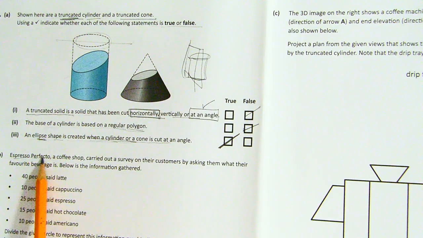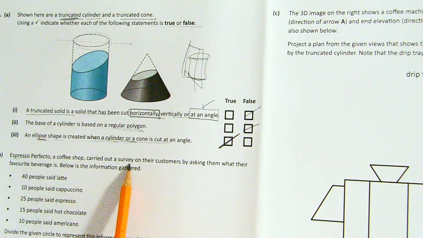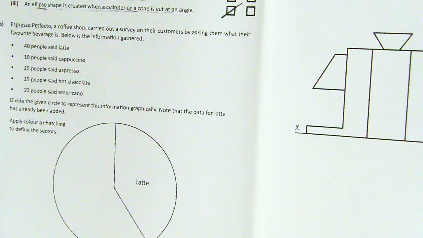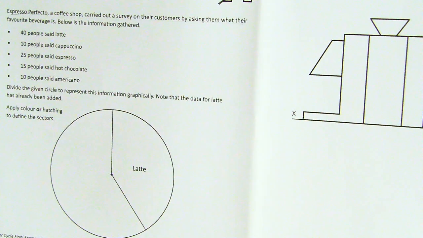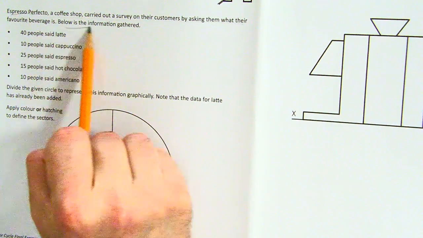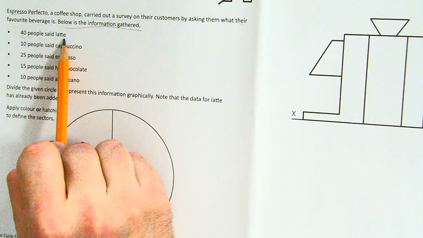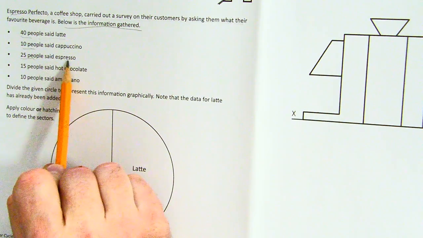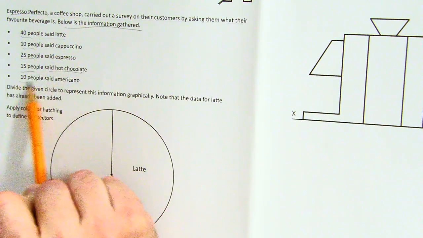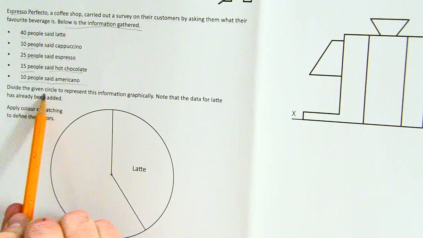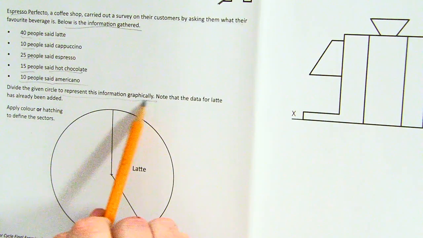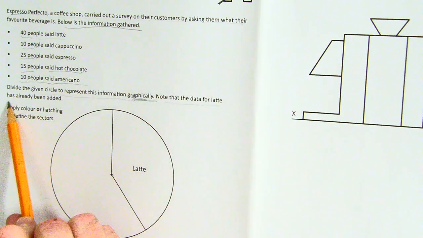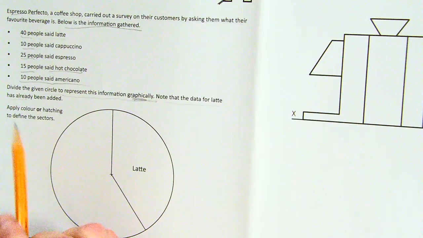So Espresso Perfecto, a coffee shop, carries out a survey on its customers by asking them what is their favorite beverage. Below is the information gathered. So 40% of the people said latte, 10% said cappuccino, 25% said espresso, 15% said hot chocolate, and 10% said Americano. Divide the given circle to represent this information graphically. Note that the data from the latte has already been added. Add color hatching to define the sectors.